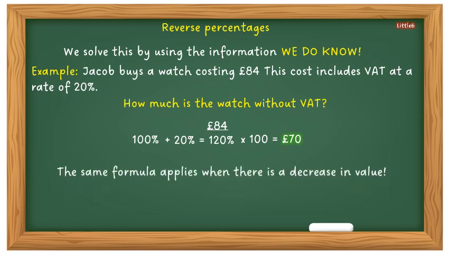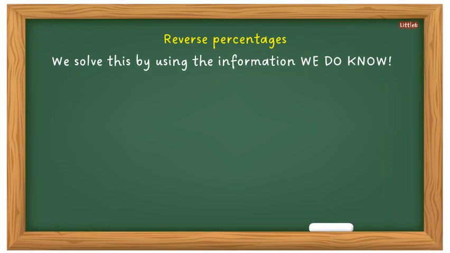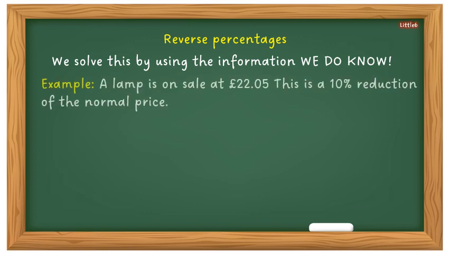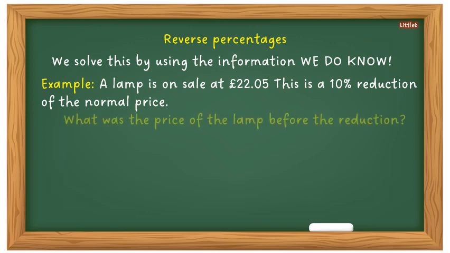Now the same formula applies when there is a decrease in value. No different. Let's have a look at another example. Okay, a lamp is on sale at £22.05. This is a 10% reduction of the normal price. So what was the price of the lamp before the reduction?